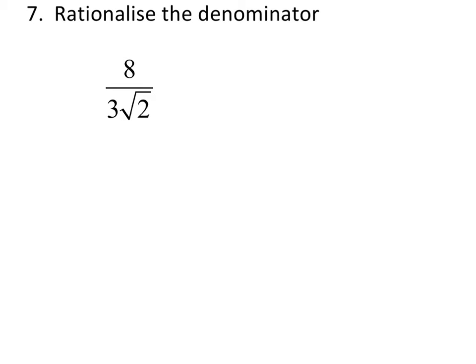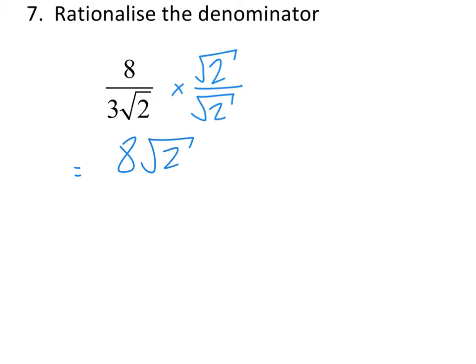Our technique for doing that is to multiply the root 2 that we already have by another root 2. We don't want to change the value of the fraction, so if we put a root 2 on the top as well, then effectively we're multiplying by 1, because root 2 over root 2 gives us 1. That will get rid of the square root on the bottom, which is our aim. So on the top we have 8 times root 2, which is simply 8 root 2.